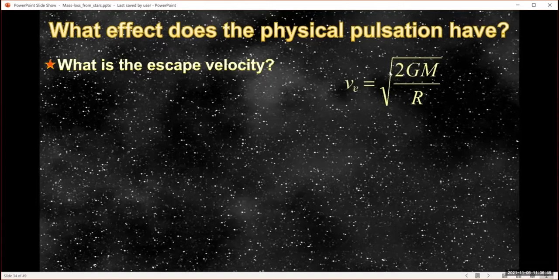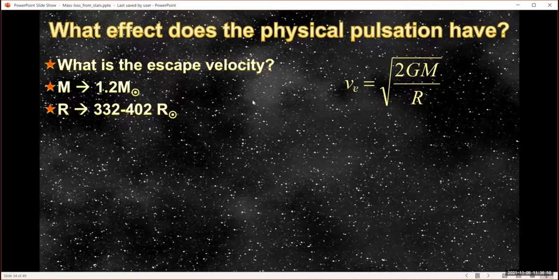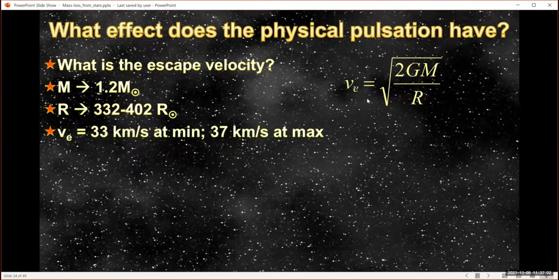Well, we've got the escape velocity, and we've also got now this push. So we can work out the escape velocity. This is for Mira. Mira is 1.2 solar masses. It has a range of radii from 332 to 402 solar radii. And so we can work out, just plugging in the two different radii from minimum size to maximum size, what the escape velocity is. The escape velocity ranges from 33 kilometers per second at minimum, which is when it's largest, to 37 kilometers per second at maximum when it's smallest.